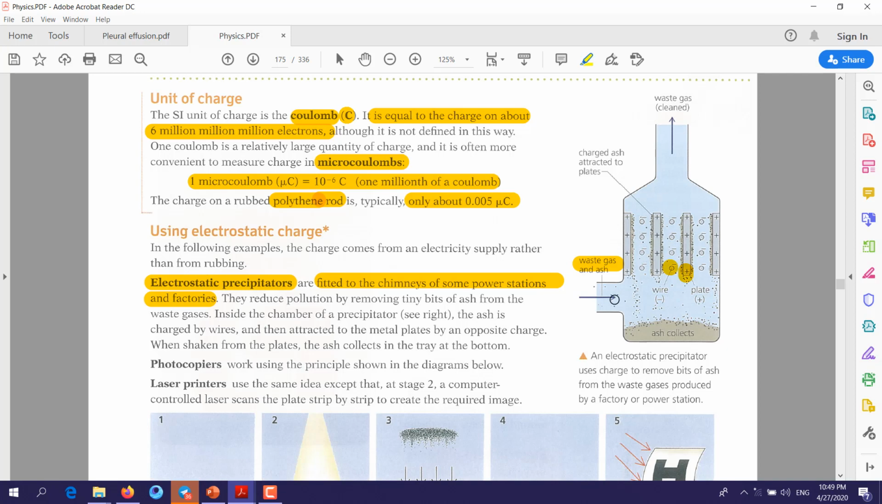If you compare the air here, or this gas, and here, you will see there is a big difference between them. Here it's full of ash, but here it's clean. See, the waste gas is cleaned. So this is one of the uses of electrostatic charge.